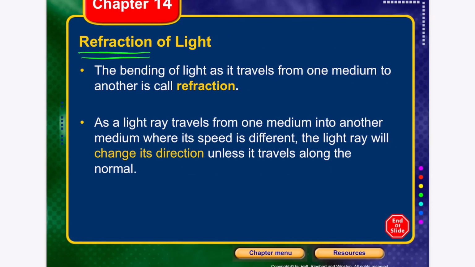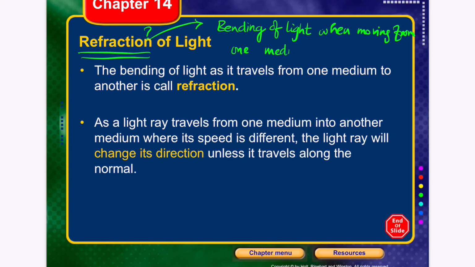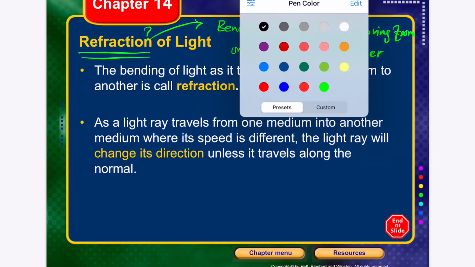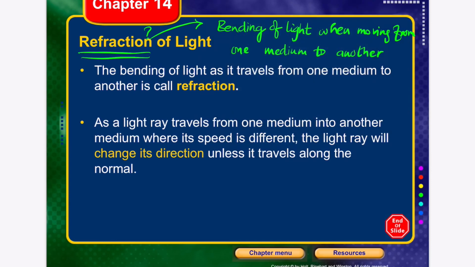What is refraction? Refraction refers to the one characteristic of light of bending. So bending of light when moving from one medium to another medium is called refraction.